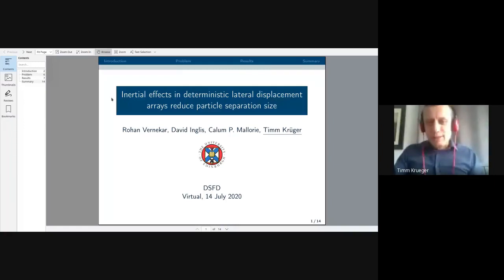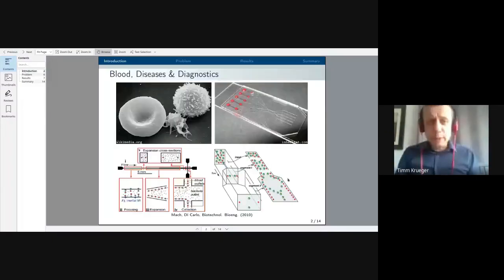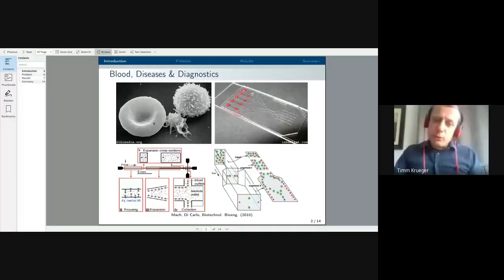Okay, I want to talk about inertial effects in DLD arrays and what these inertial effects can do. A very brief motivation, why are we looking at these devices? The ultimate aim is to diagnose diseases, and that very often means to separate and detect particles, for example, circulating tumor cells or maybe bacteria or all kinds of particles that you may find in biological samples, in particular in blood. Here at the top left, you can see a few blood cells, a red blood cell, a white blood cell, and a platelet. Bacteria are relatively small, comparable to a platelet maybe, order 1 micrometer. Circulating tumor cells are more like a white blood cell, 15 to 20 micrometers maybe.